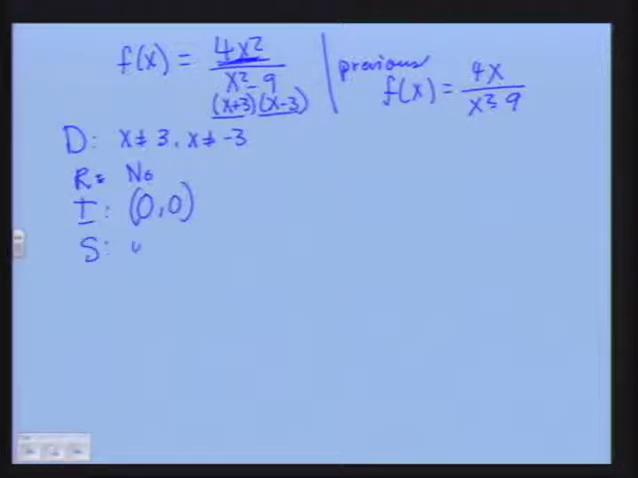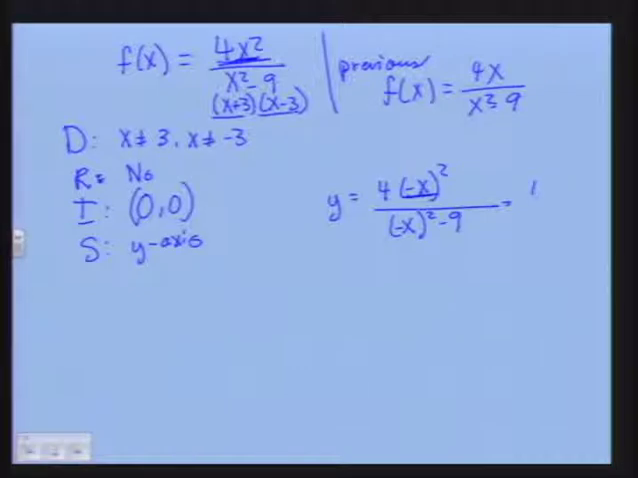Symmetry, can you tell we're going to have y-axis symmetry? Let's come off here and look. Looking for y-axis symmetry, I'm going to use opposite of x everywhere I have an x. Well, when I square an opposite of x, I just have my x squared back. When I square this opposite of x, I have my x squared back. Can you see that that is actually our original f of x? So we have y-axis symmetry.